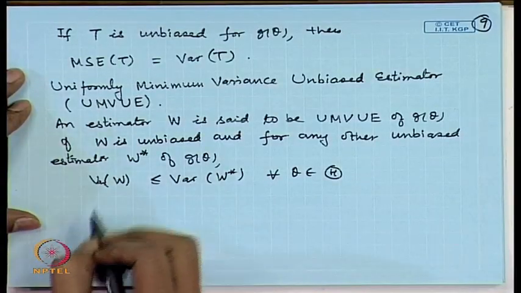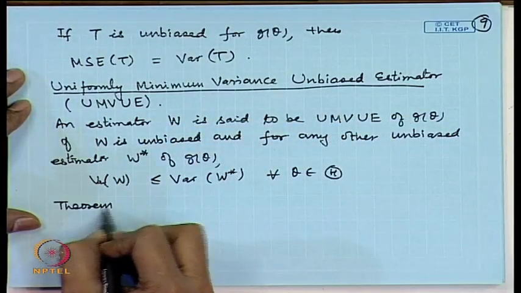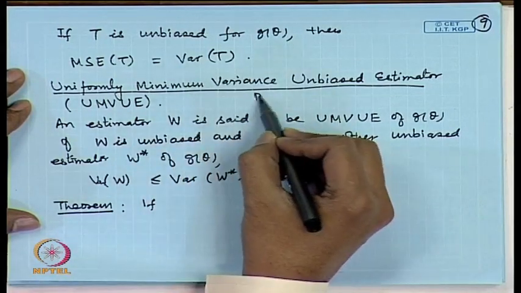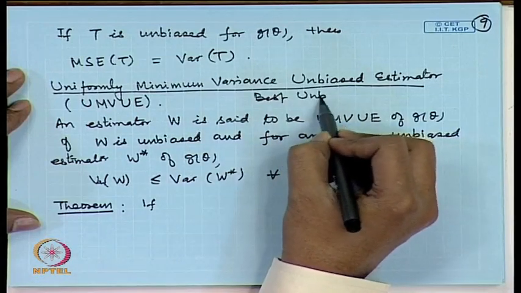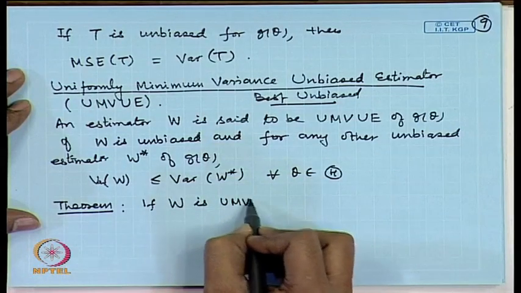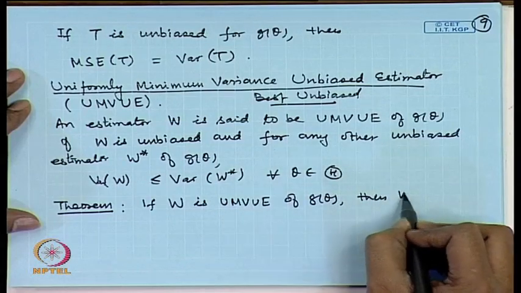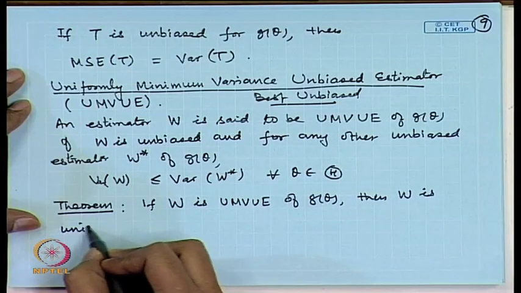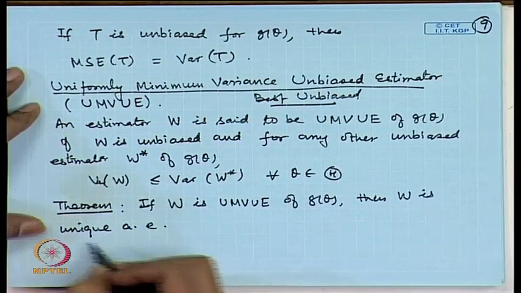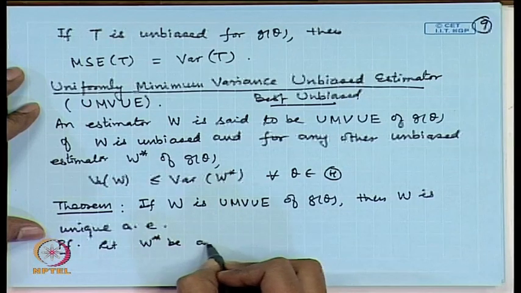The first result in this direction is about the uniqueness of the UMVUE. If so, we also use the terminology best unbiased estimator, etcetera. So, if W is UMVUE of say g theta, then W is unique almost everywhere. So, let W star be another UMVUE.